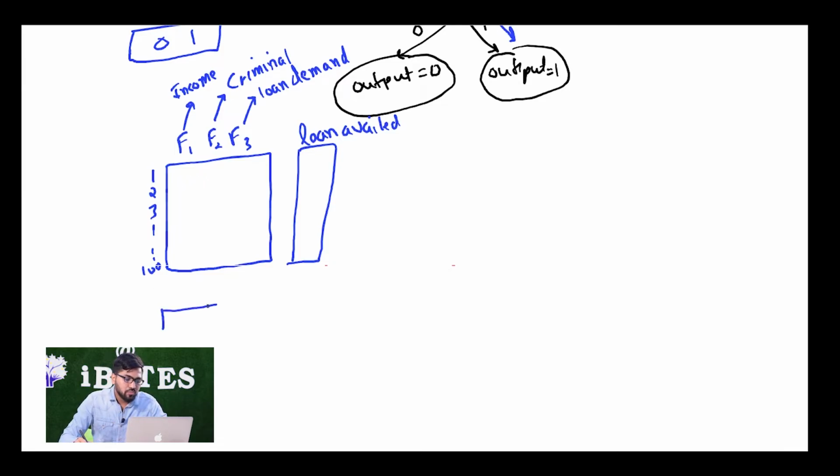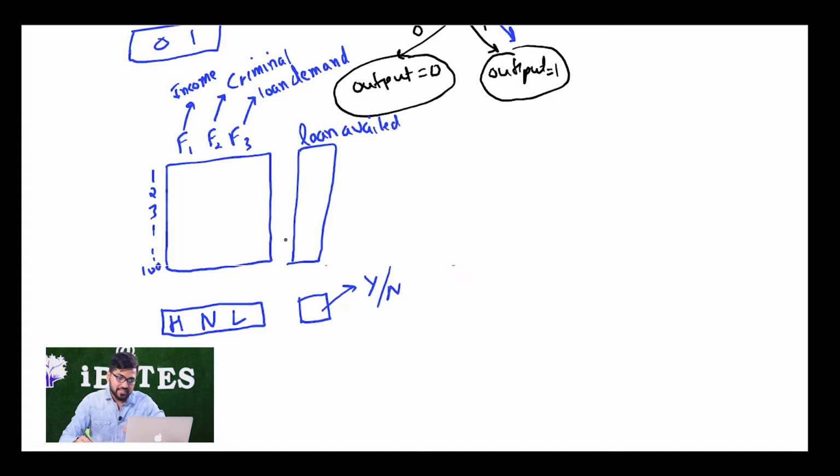Now someone comes to me with his properties. Let's say he says my income is very high. Criminal record, no, I am not a criminal. Loan demand, my loan demand is very low. I am just asking for a very small amount, let's say 5,000 rupees. So now our algorithm should be able to predict whether that person is going to get a loan or not.